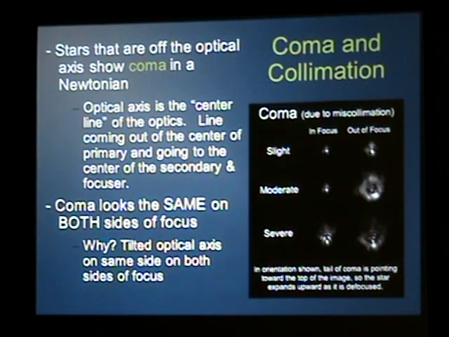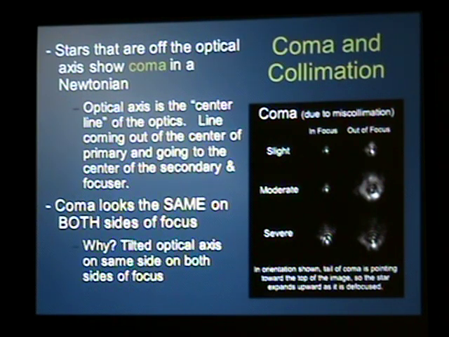So this is the coma and collimation section at the top. How many of you have seen coma in a telescope? Most of you. Okay. How many of you use a laser collimator? All right. How many of you collimate with a star? You know how to do that. Very good.